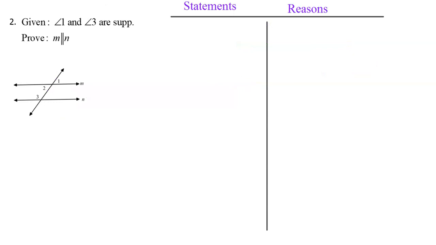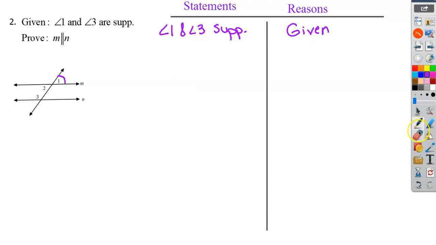Here's my next proof. I am, again, just going to write down my given, which says angle 1 is supplementary to angle 3, so angle 1 and angle 3 are supplementary. And that's given. Now, given that angle 1 and angle 3 are supplementary, they don't really have any relation to each other here. So I need to get a relationship, either alternate exterior or alternate interior, I need something to prove that these lines are parallel to each other.